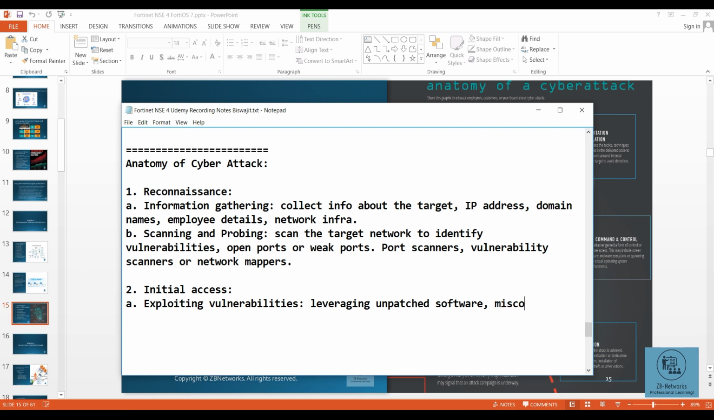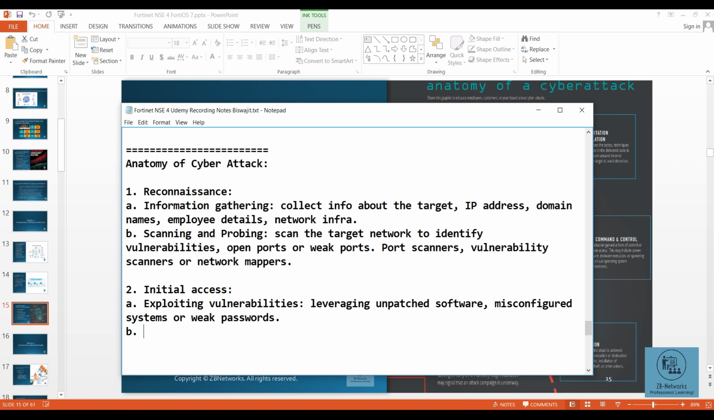Misconfigured systems, right? Or if you have any sort of weak passwords, etc. So these are the possible steps that are listed under exploiting vulnerabilities.